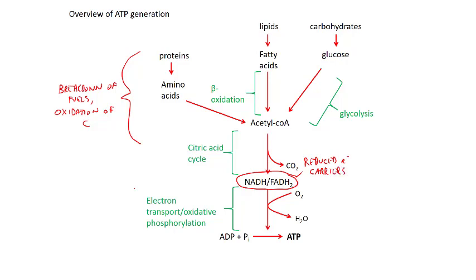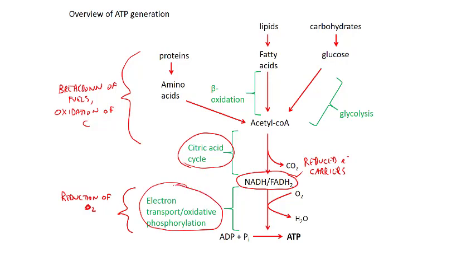And then after that stage is done, what happens next is we reduce oxygen, which is a very energetically favorable reaction, and it liberates enough energy that we can synthesize ATP. So today we are going to talk about the last two stages of this process, the citric acid cycle and the electron transport chain. ATP synthesis itself we will cover in the next lecture.